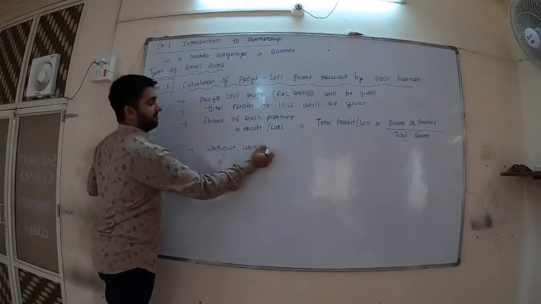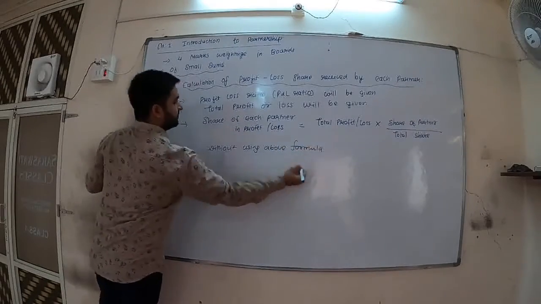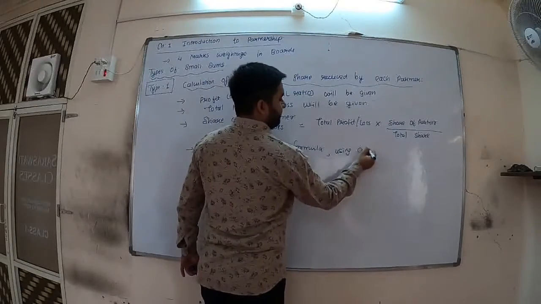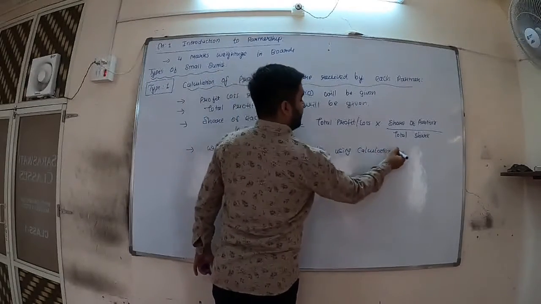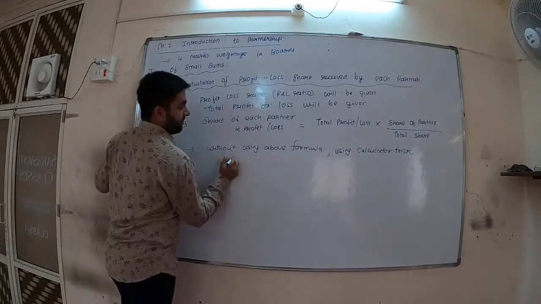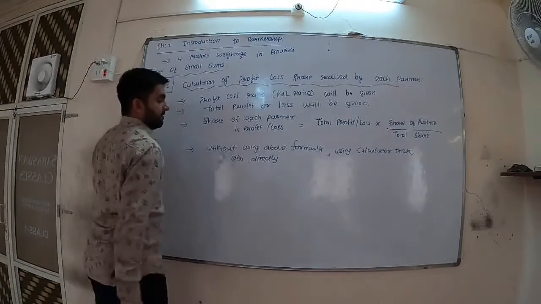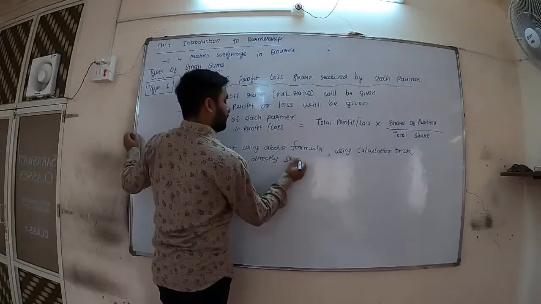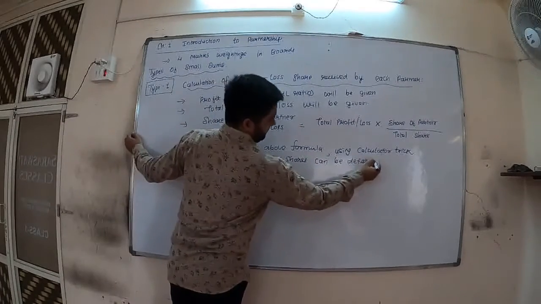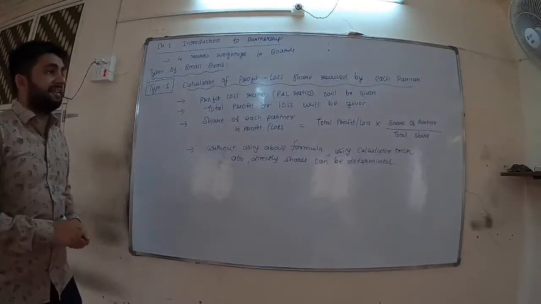Without using the above formula, using the calculator trick also, directly shares can be determined. Okay. This is about the first type of sum.